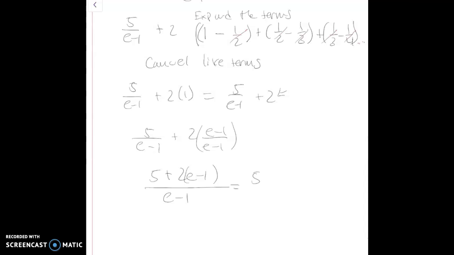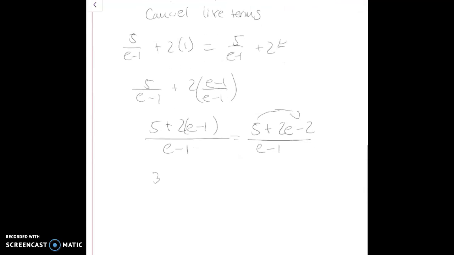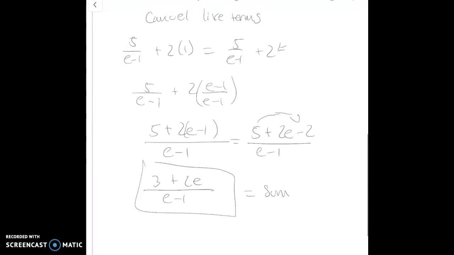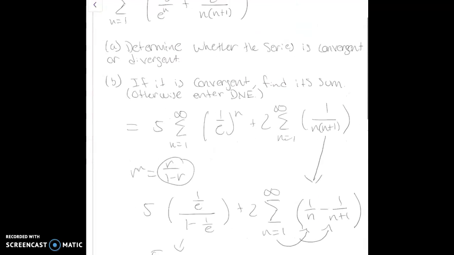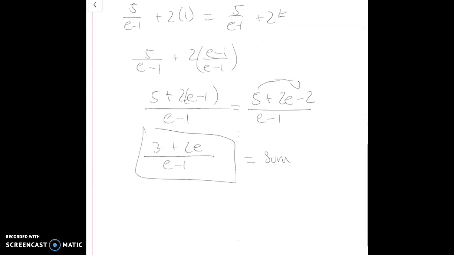So we would get 5 plus 2e minus 2 over e minus 1. And then of course 5 minus 2 equals 3, which would give us 3 plus 2e over e minus 1. And that would be our final answer. So this would be our part A, where we determine if it's convergent, and we determine it is convergent.